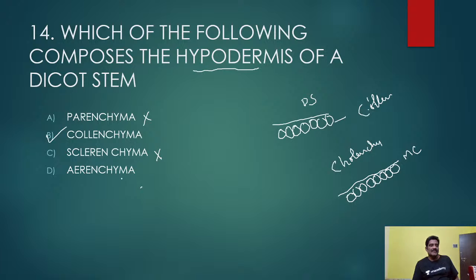Aerenchyma is also not correct. Why? Because aerenchyma is found in hydrophytes only. Okay, so this is the right answer.